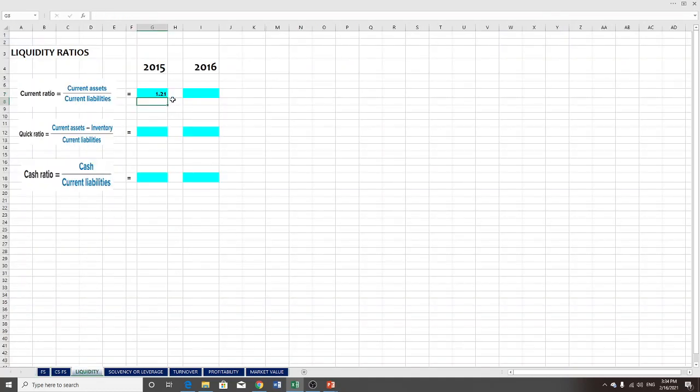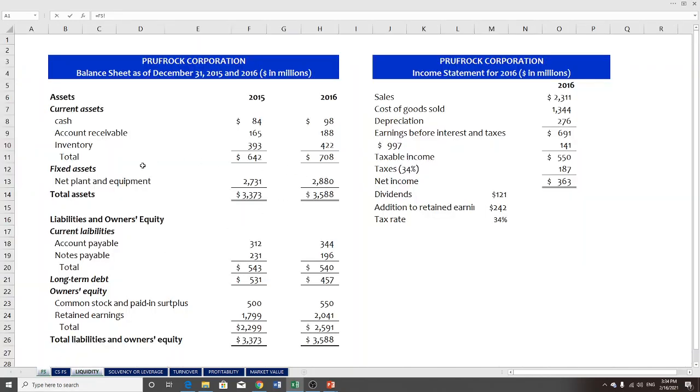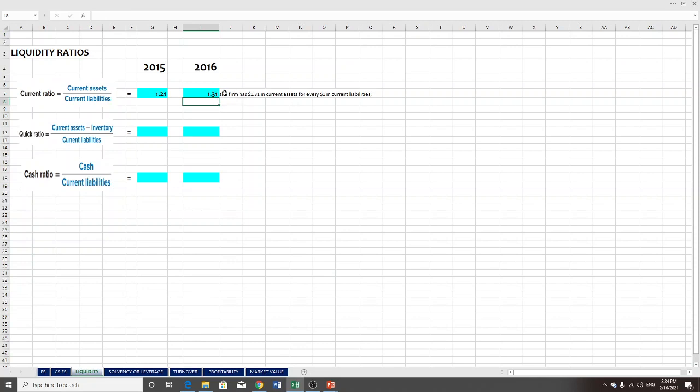So that is it. For quick ratio for 2016, this is equals to, we go back, current asset is our current asset, divide by current liability. This is current liability, enter. This is the value. This shows that for 2016, the firm has $1.31 in current asset for every $1 in current liability.